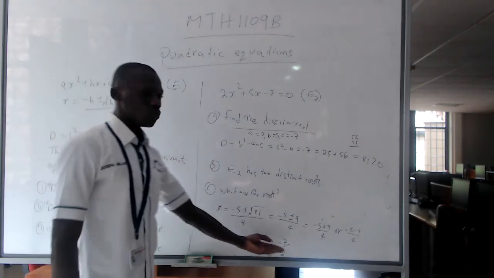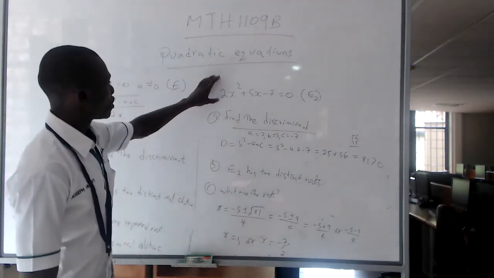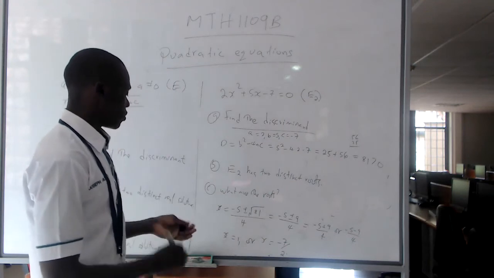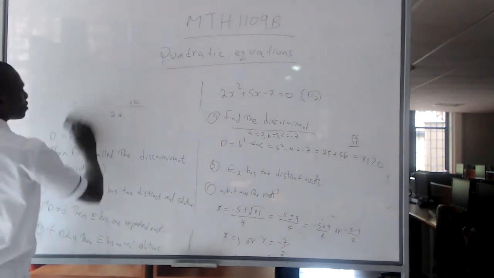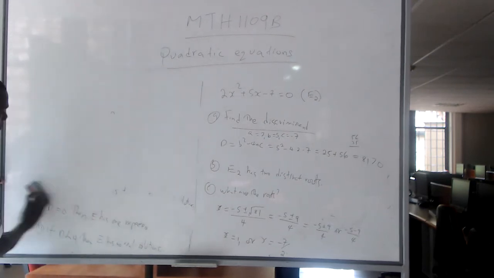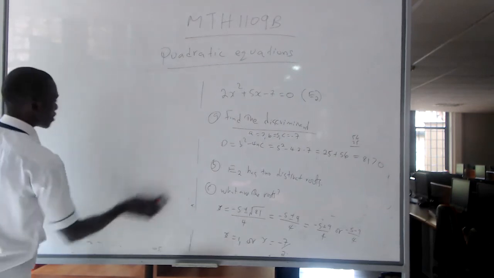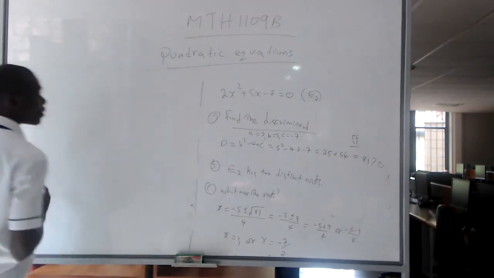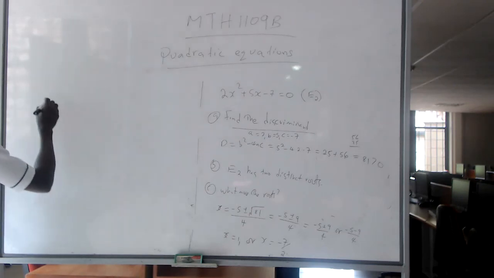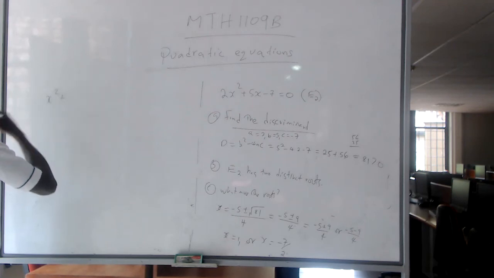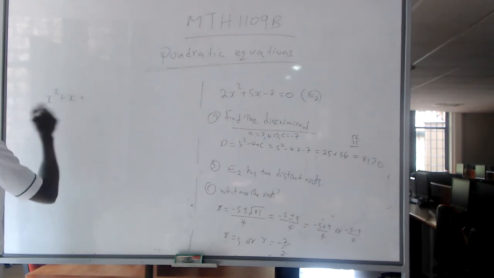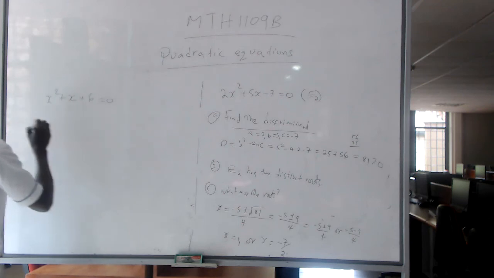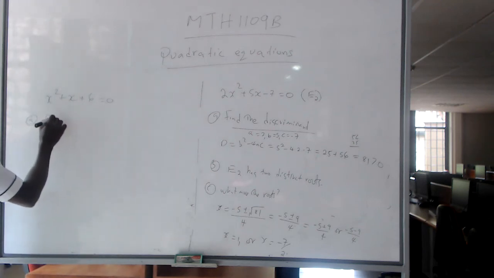So these will be the two distinct roots of the equation 2x squared plus 5x minus 7 is equal to 0. Let me give an equation that does not have a real root, which you've seen one before. So suppose you have the equation, let's see, x squared plus x plus maybe, let's say, plus 6 is equal to 0. So part A, the discriminant.